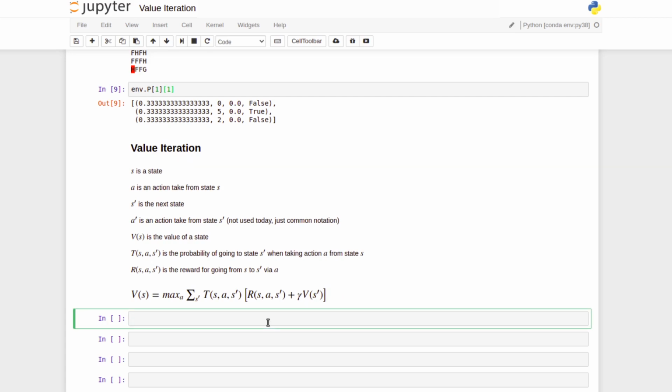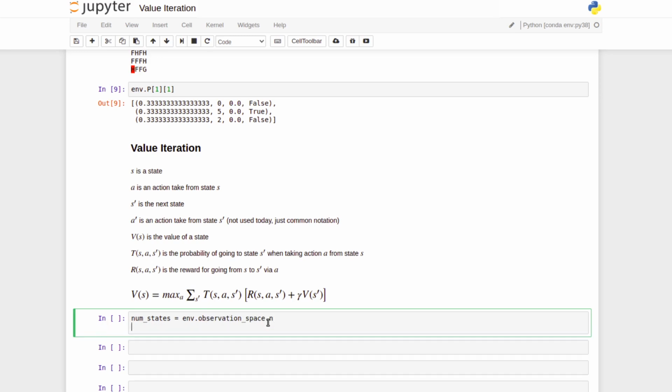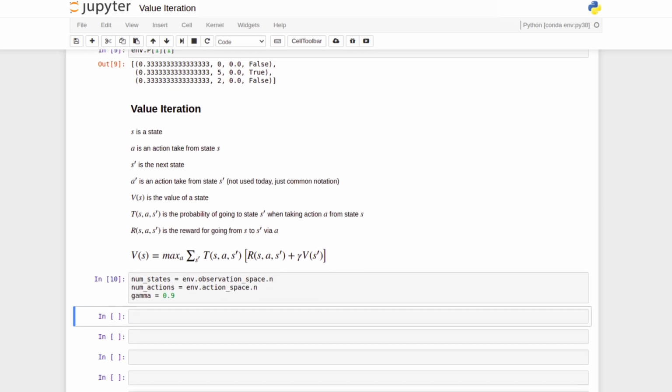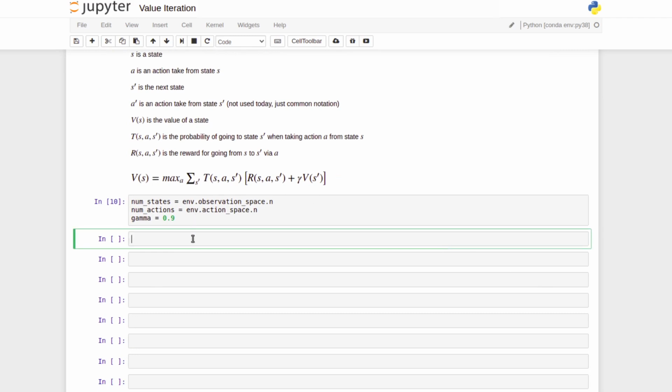The first thing we need to do is grab a few little constants for ourselves. So one, we need to know how many states there are in our system. So we'll do env.observation_space.n. We'll get the number of actions possible, env.action_space.n. And we also need to set some value of gamma. Now this can be kind of a rich discussion of itself. For the moment, we're just going to say that our gamma is 0.9. Run that. And now we're going to go ahead and start tackling the implementation of this equation into code.